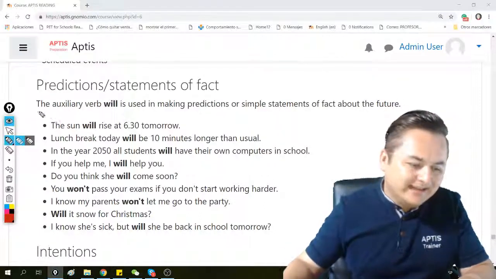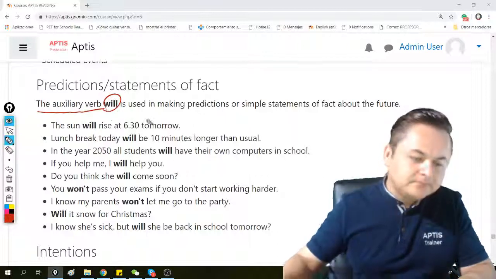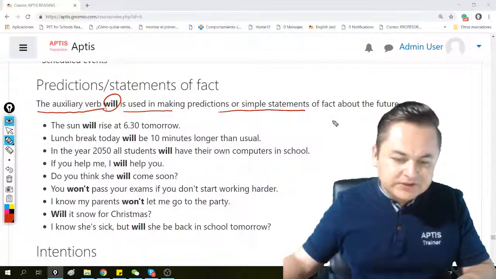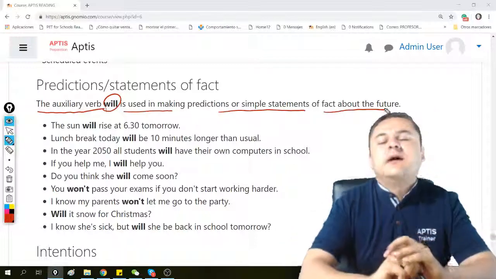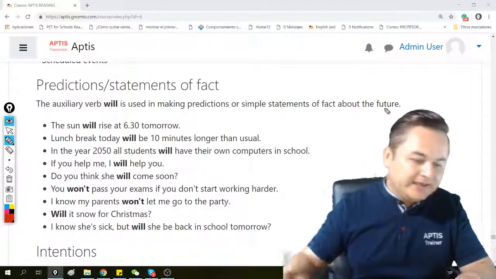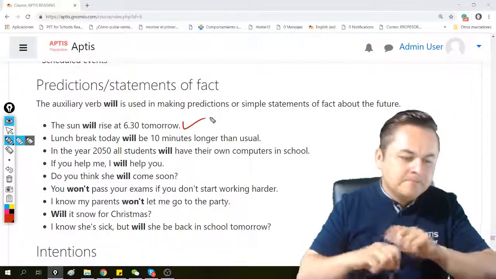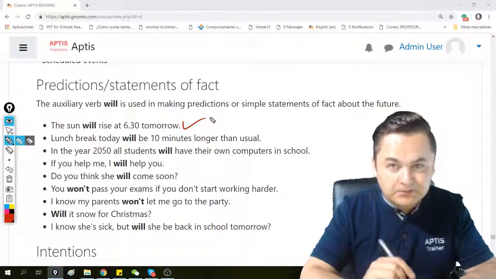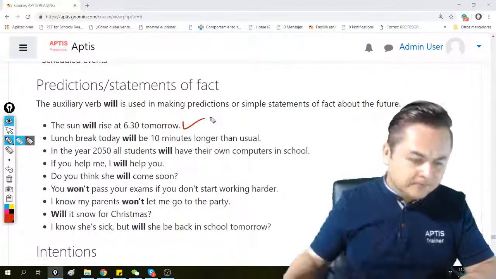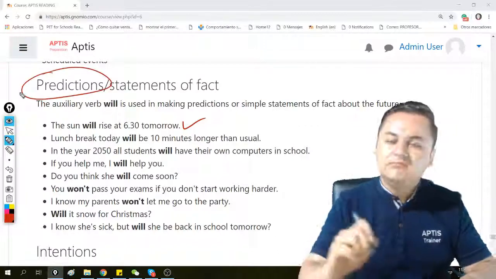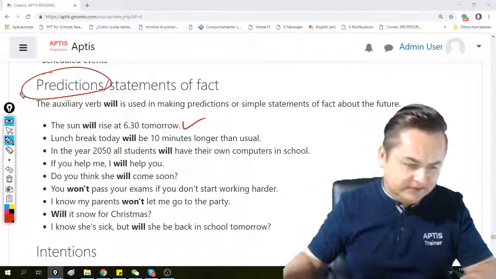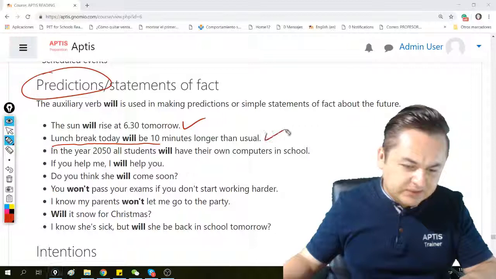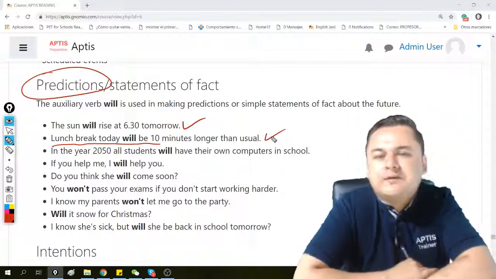So, we can say that the auxiliary verb will is used in making predictions or simple statements or facts about the future. So we can say, for example, that the sun will rise at 6:30 tomorrow. I'm using will. It is a prediction. It's something I am going to expect. Lunch break today will be 10 minutes longer than usual.